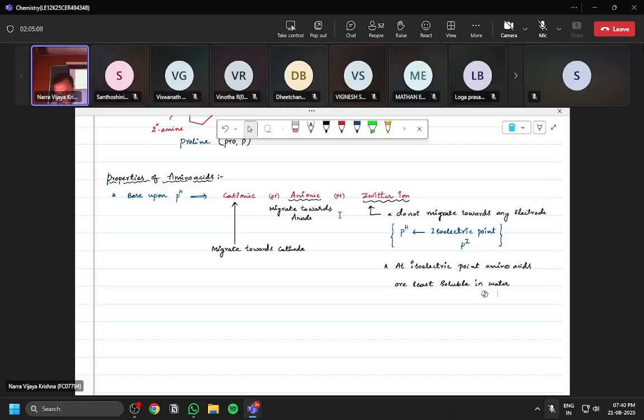So at the isoelectric point, amino acids are least soluble in water. This idea is used for separation of amino acids. Any questions in this? At the isoelectric point, pI equals (pKa1 plus pKa2) upon 2. Where have we seen this formula? We derived it also, if you remember, in the ionic equilibrium chapter. Correct or not?